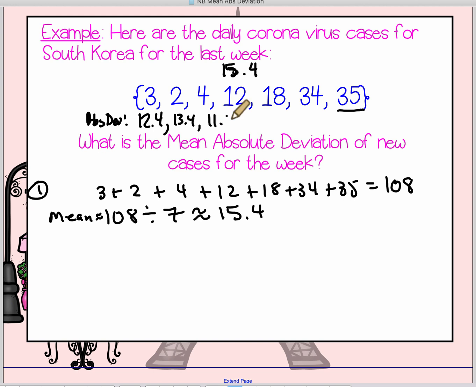Then I'm going to keep doing that. And then 15 and 4/10 minus 12. Then I'm going to do it with 18. Now it's going to be a negative number, but remember, it doesn't matter if it's negative. You just use your calculator. And on this one, we can ignore the negative number because we want the absolute value of it.